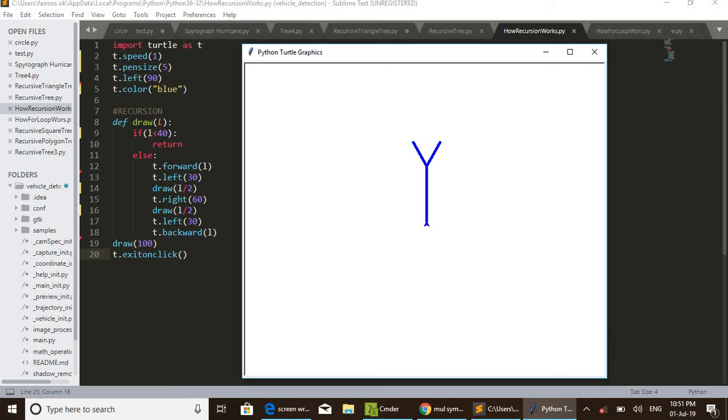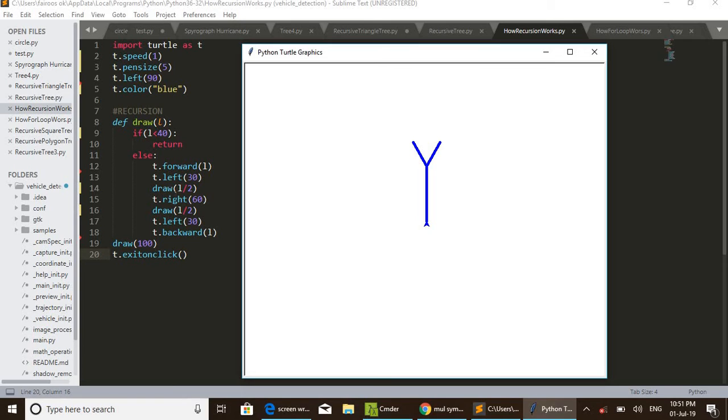condition, that is, whether 25 is less than 40 or not. At that time we can see 25 is less than 40, so it will return. It will not go to this else part. Instead, it returns to the called location, that is, from here where we called the function from the 14th line with the value L by 2, that is 50 by 2, 25.